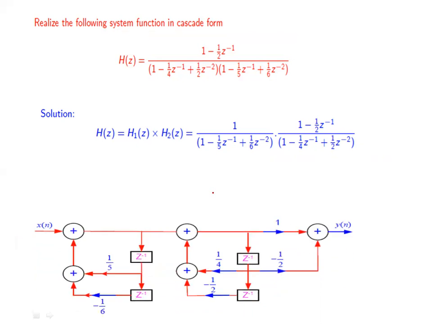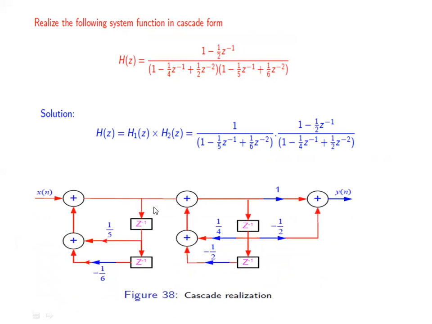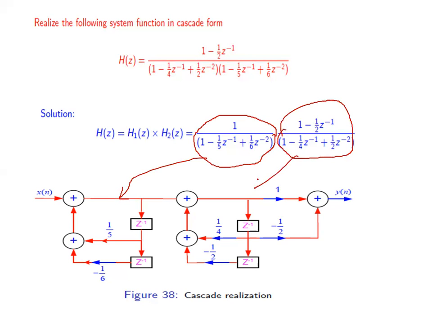Now realizing this with the same procedure, we need to realize this as a direct form 2 structure. For the first part, we are realizing it this way, and this part we are realizing like this. So this is what we are calling h1 of z, and this is h2 of z. 1 by 5 minus 1 by 6, 1 by 4 minus 1 by 2, and this is minus 1 by 2.